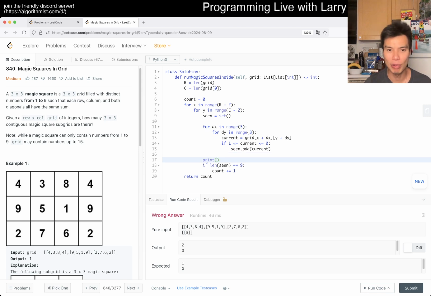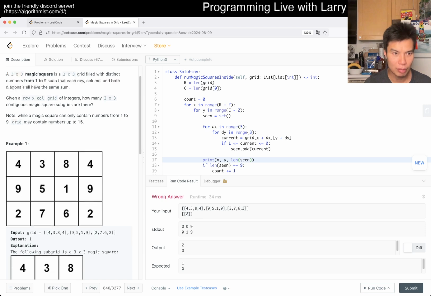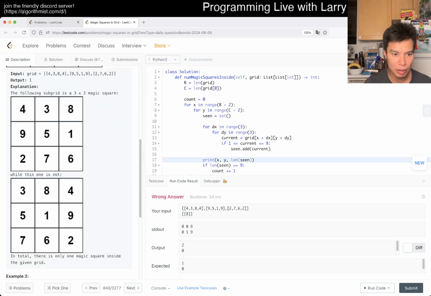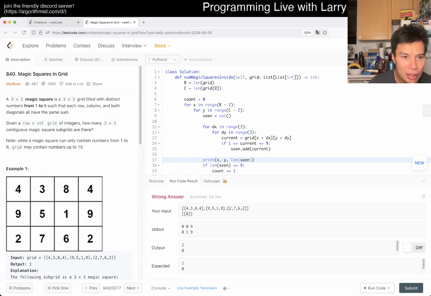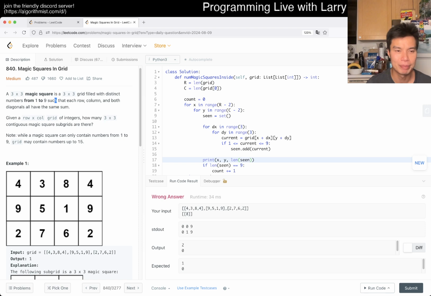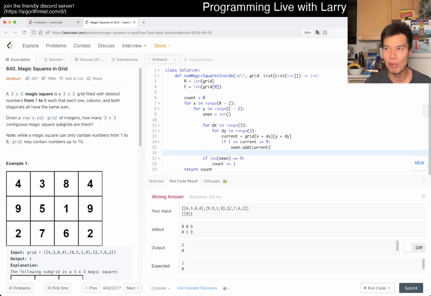But that said, it's still wrong for some reason. So let's take a look. 0, 1. Yeah. Wait, why is this one not? Maybe I misread this, huh? Oh, it has the same sum. I'm sorry, I misread. For some reason, I just thought it needed to contain 1 to 9, not that both diagonals have the same sum. Okay, so still, most of the things I've said probably are still true.